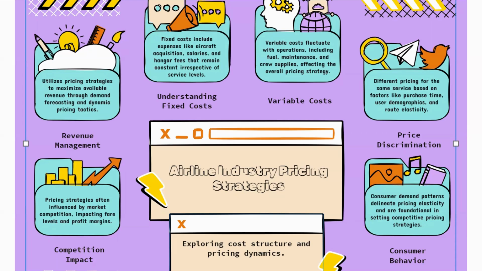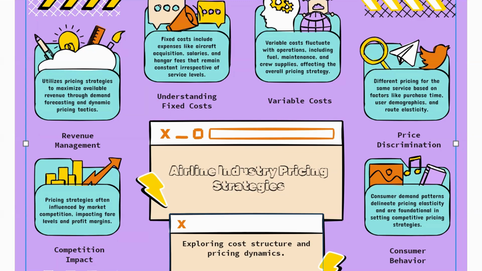Firstly, we will discuss consumer behavior. Consumer demand patterns delineate price elasticity and they act as the foundation in setting competitive pricing and strategies. As far as price elasticity is concerned, consumer behavior is of utmost importance, especially consumer demand patterns. How much demand is imposed from the consumers? What is the demand for this particular product will definitely have a significant impact on how much price we fix.